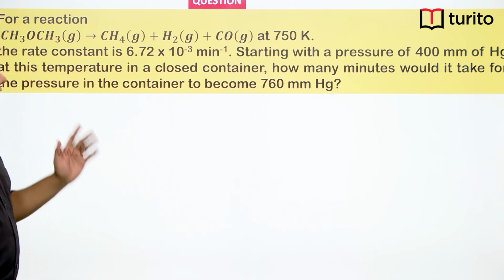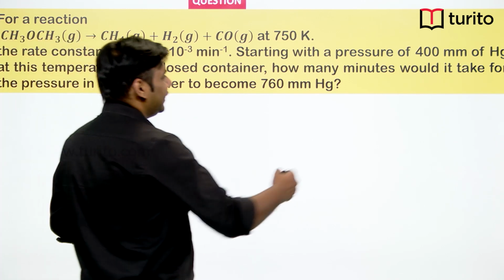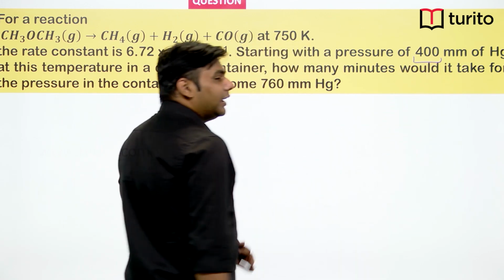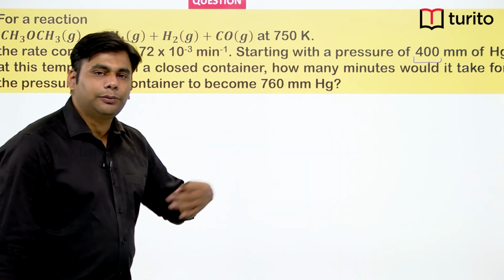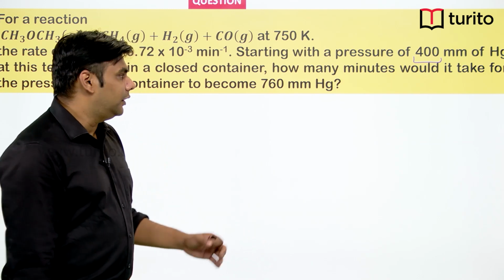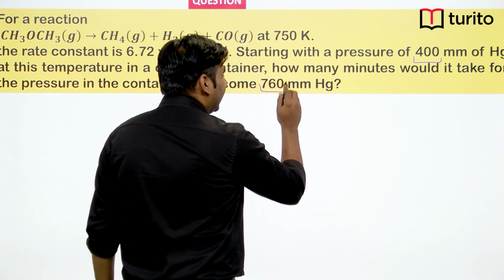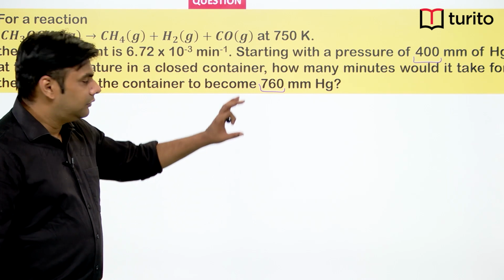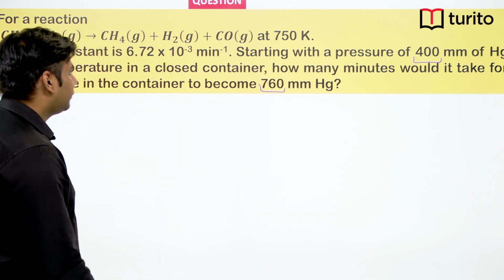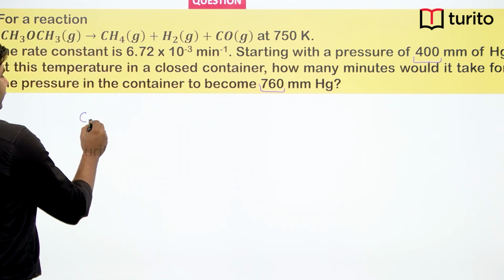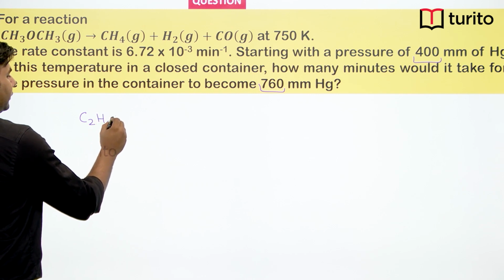Okay, so the total pressure has been given to us. Also you can see that the initial pressure was 400. If the reactant is reacting, its pressure is always decreasing. So if the final pressure is given as greater than that, that means that the total pressure has been given to us. So in this question again, you have to just write the equation.